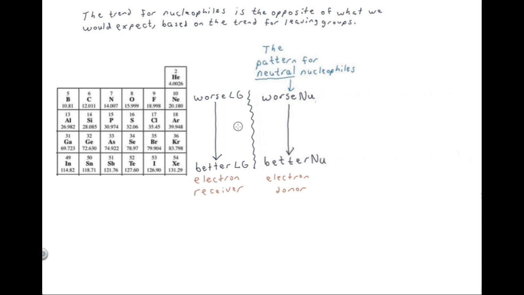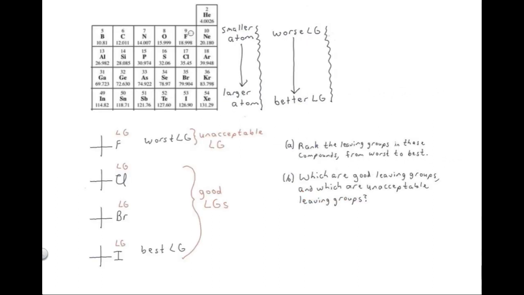But I do want to talk a little bit more about explaining the leaving group trend. The leaving group trend does make pretty good sense if we think about it on its own. So let's try to explain why leaving group ability improves when you move down a column in the periodic table. As you move down a column, leaving group ability improves, and the reason is that atomic size increases. It turns out that larger atoms are better leaving groups.